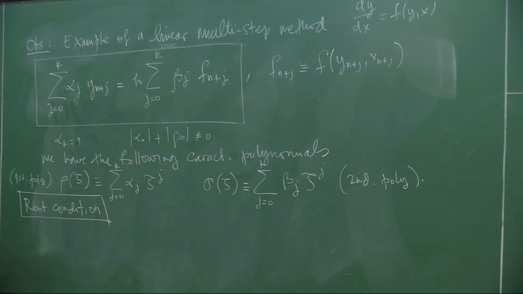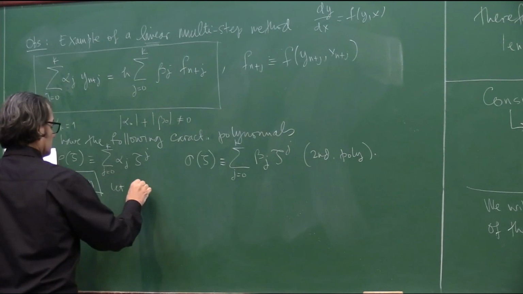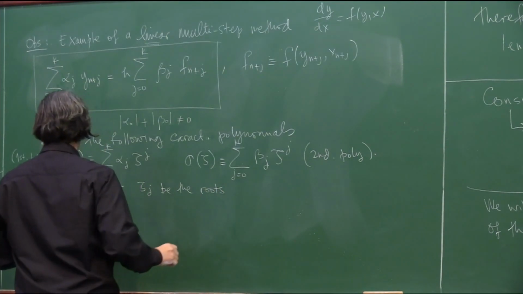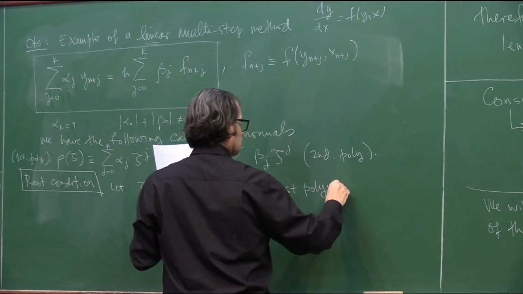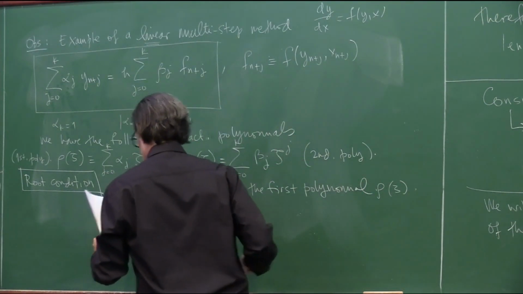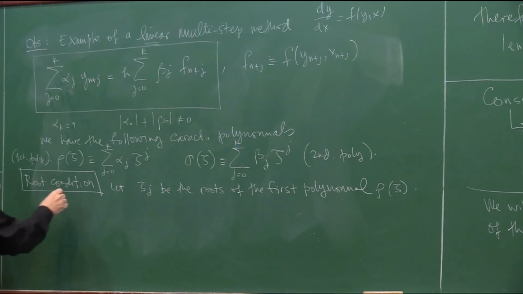And then we're going to use the root condition. What is the root condition? The root condition says this. You find this in all these books, Lambert, Isaacson, Kessler. Let the zeta j's be the roots of the first polynomial. Let me write it here again, rho of zeta. Then zeta j less than 1.